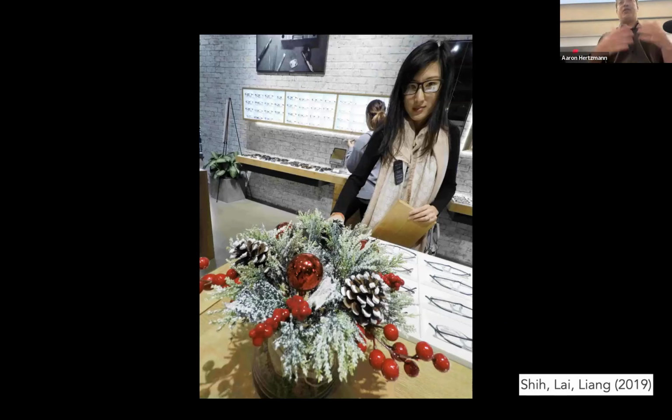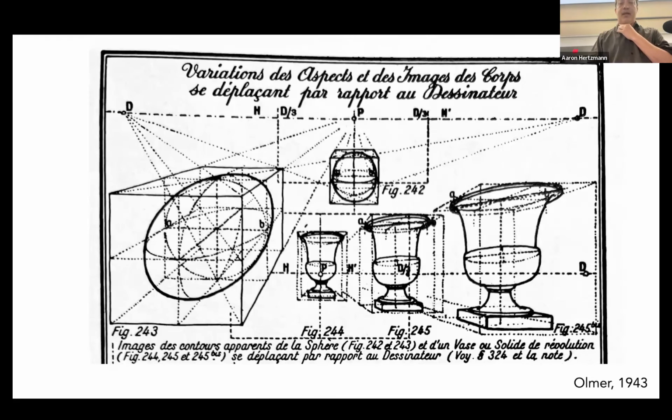And I'll focus on one, which is the familiar case of marginal distortion. This person's face looks distorted. The spheres in the lower right corner of the image also don't look like spheres, or they look like stretched versions of spheres. And this has been known for centuries.